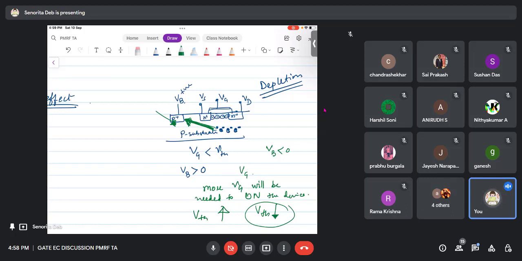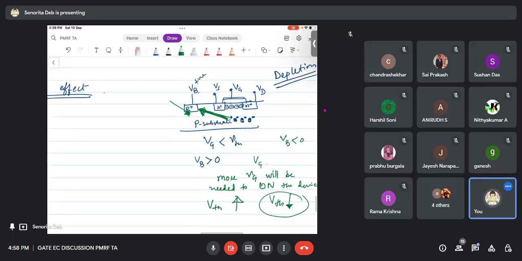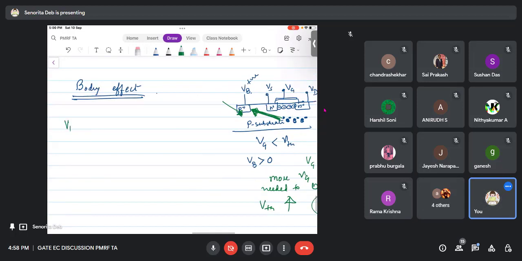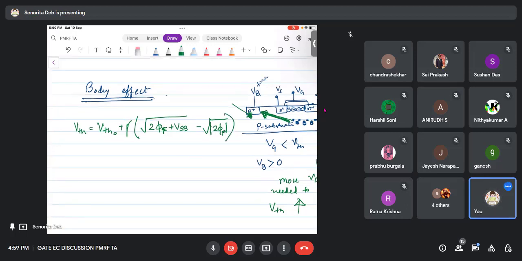Okay, so the formula is given by Vth equals Vth0, where Vth0 is the actual threshold voltage, plus gamma. Gamma is the body coefficient. Okay, so I'll tell you what the value is. Times the square root of 2 phi f plus VSB. Phi f is the work function. Okay, so all these values will be given to you and then you will be asked a question. Or you can be asked a theoretical question also from here.